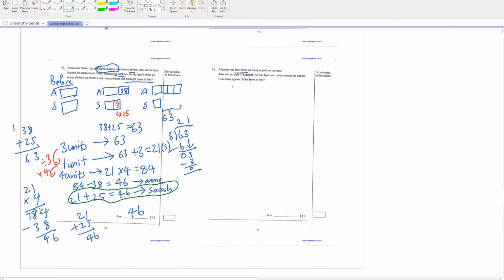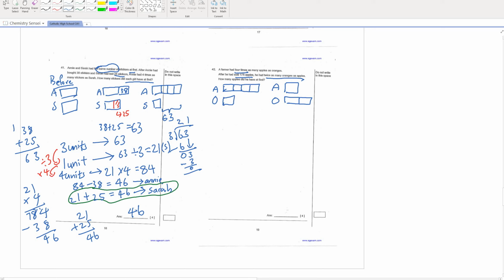A farmer had 4 times as many apples as oranges. So we have apples, we have oranges. Apples are 4 times, so it has 4 units, while oranges have only 1 unit. After he had sold 175 apples, he had twice as many oranges as apples. So after selling 175 apples, the number of oranges is twice as compared to the number of apples. How many apples did he have at first?